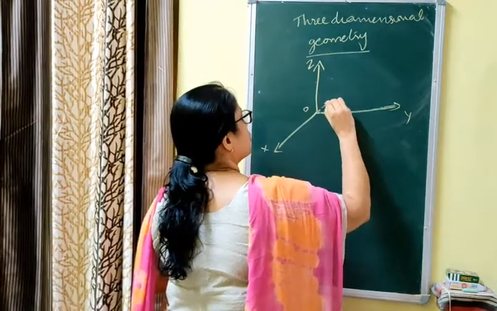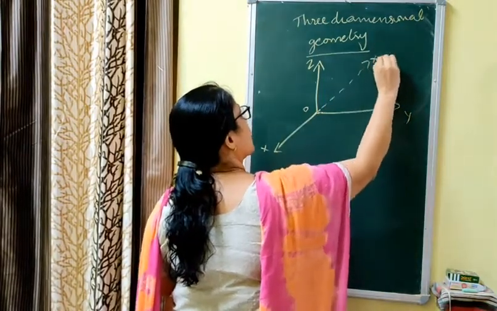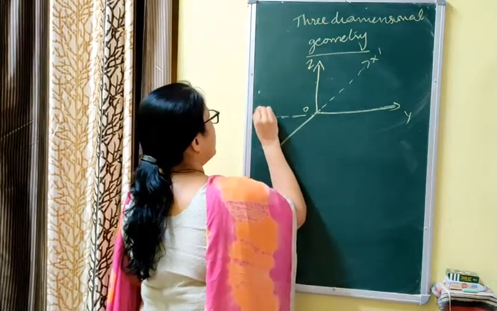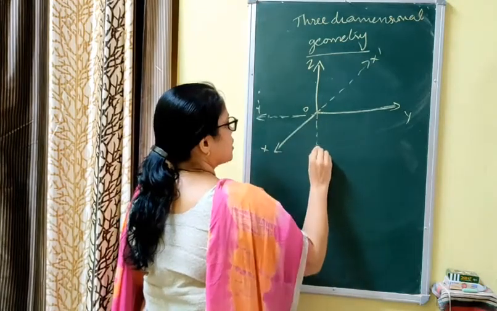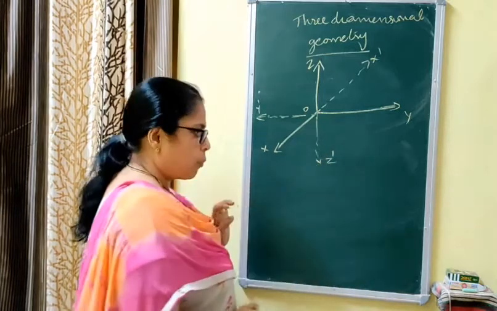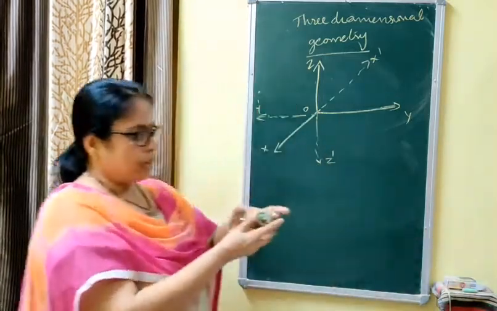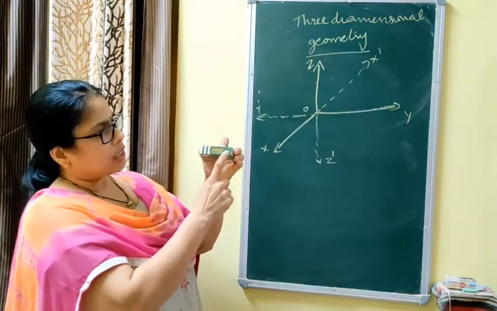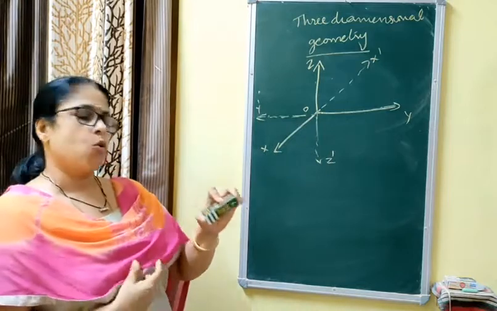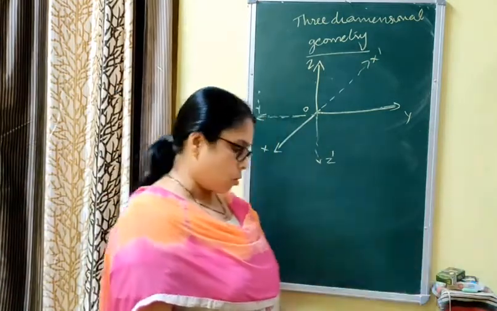If you draw the negative side of the x-axis, that is x dash, the negative side of the y-axis, that is y dash, and the negative side of the z-axis, that is z dash. Three mutually perpendicular lines. As I told you yesterday, if I take this chalk box as 3D, this is the x-axis, this is the y-axis, this is the z-axis. This will divide the whole space into 8 parts. Each part is called an octant.